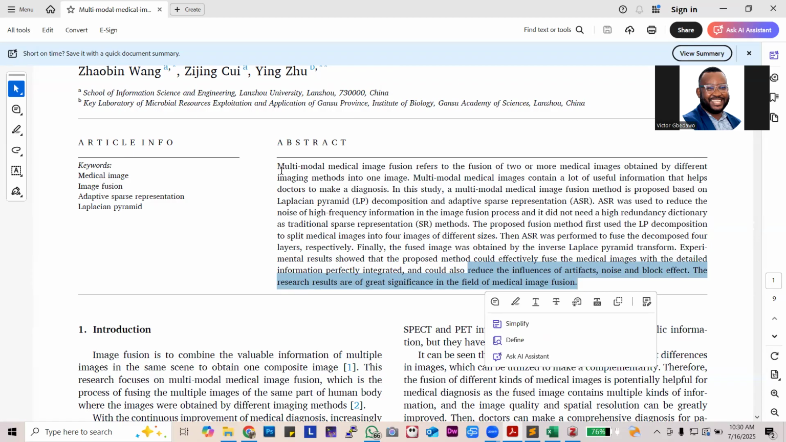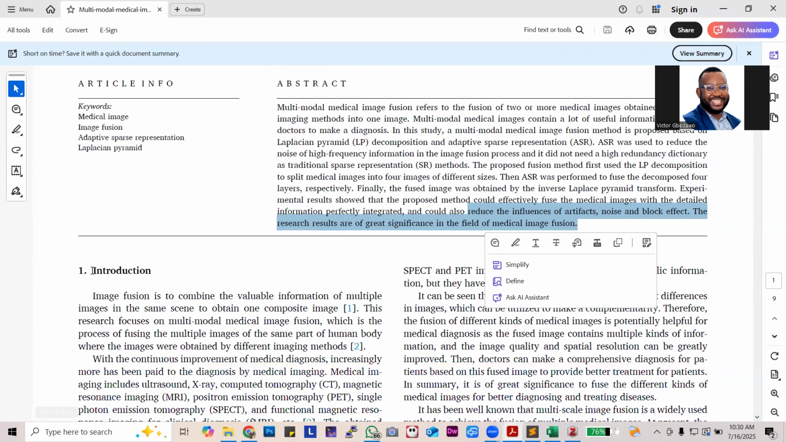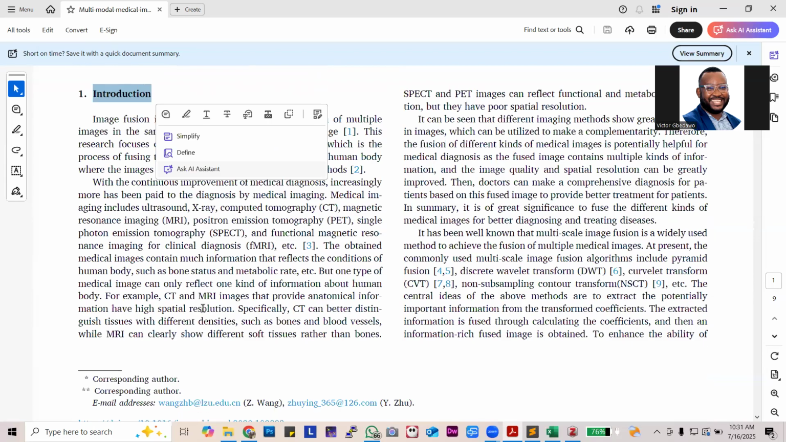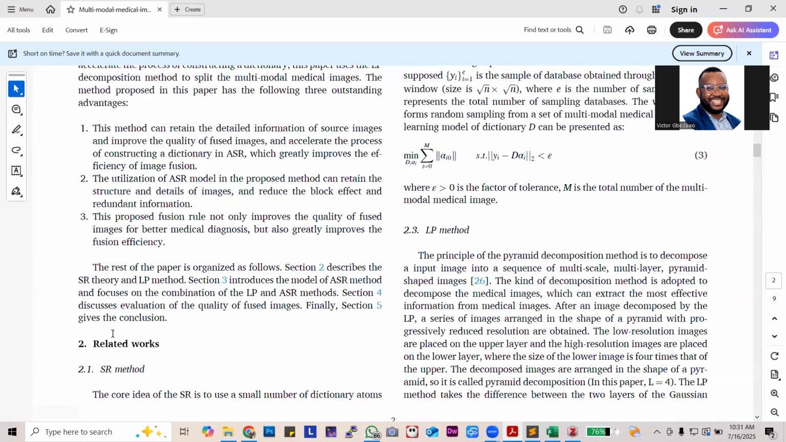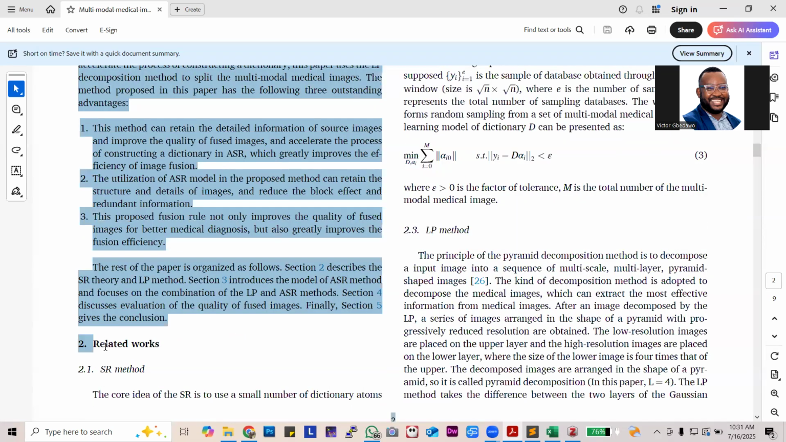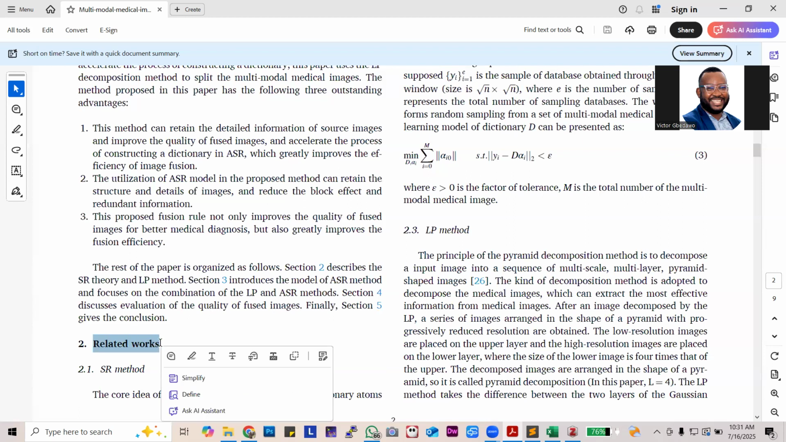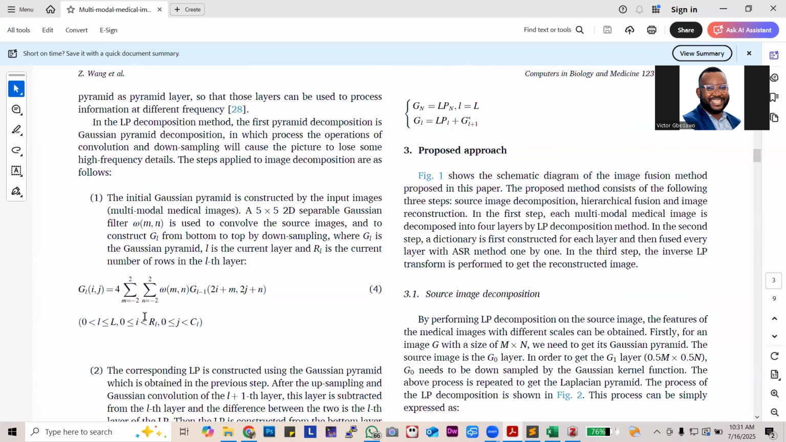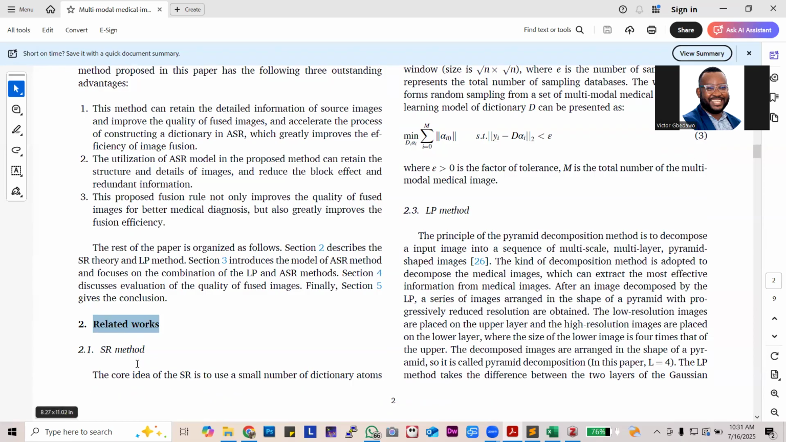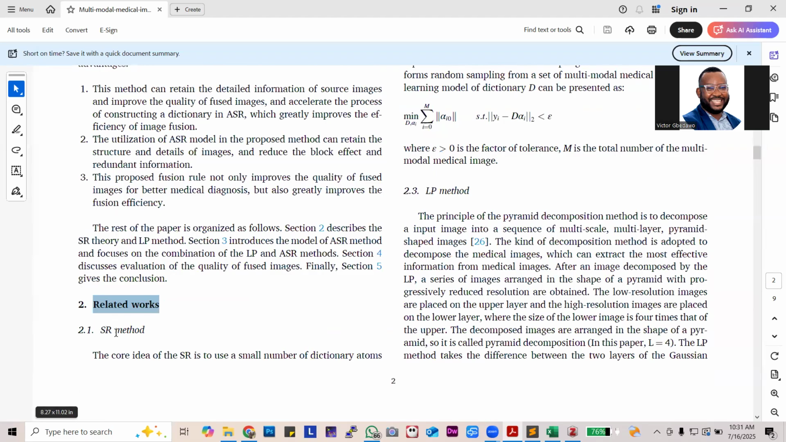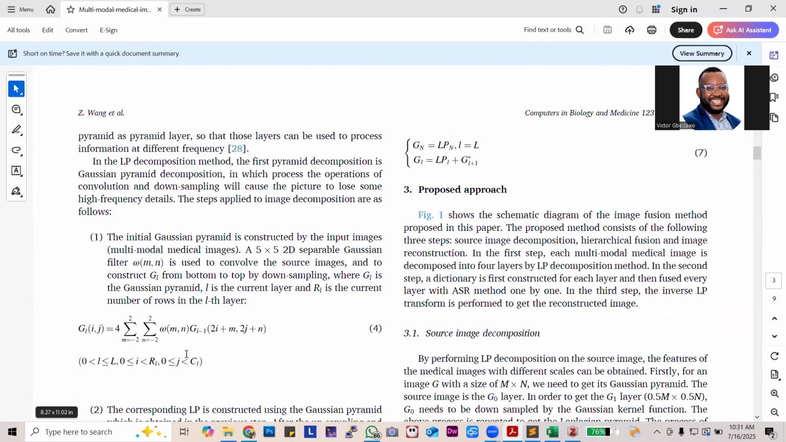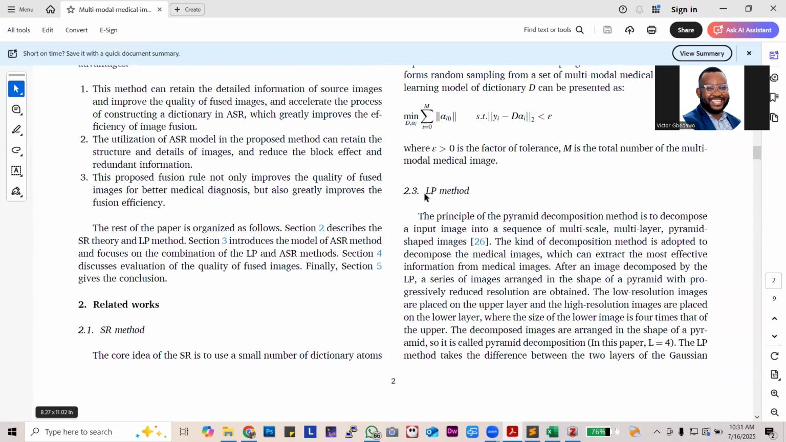So if you have done introduction, you can see here you have introduction. Then you come down to related works, which also means literature review, the works that you reviewed. Okay, related works. It also means the works that you have reviewed. So you can see that they have SR method, meaning that they use the SR method to get something going. They also use the LP method.